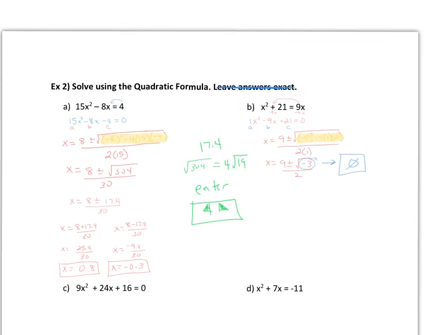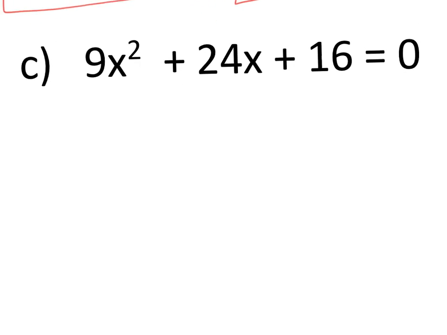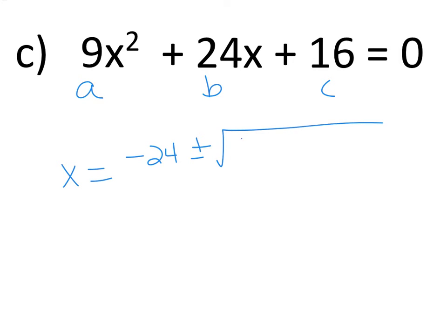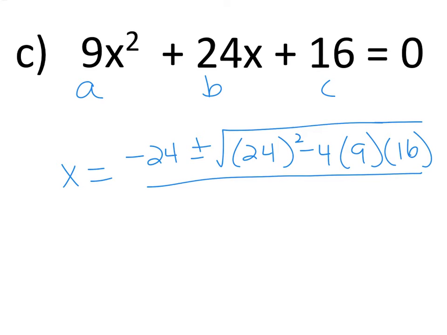All right, so let's go ahead and head down to C here. So this one's already set equal to 0. So I'm going to have a, b, and c. So x equals negative 24, right? The opposite of b, plus or minus 24 squared minus 4 times a times c, all over 2 times a. All right, so let's go ahead and type this into our calculator and see what we end up with here. So 24 squared minus 4 times 9 times 16, and I got a 0 on that one.